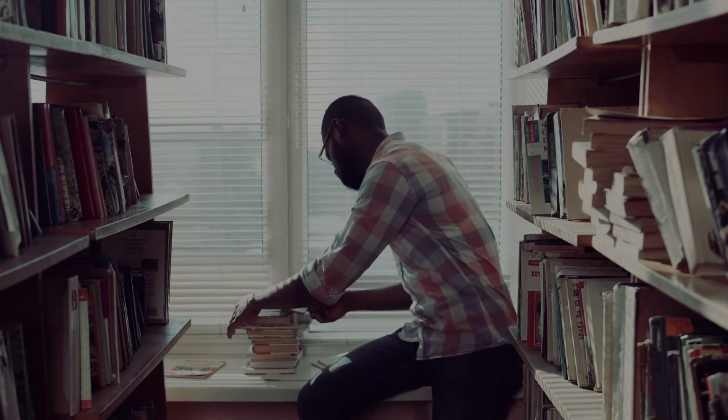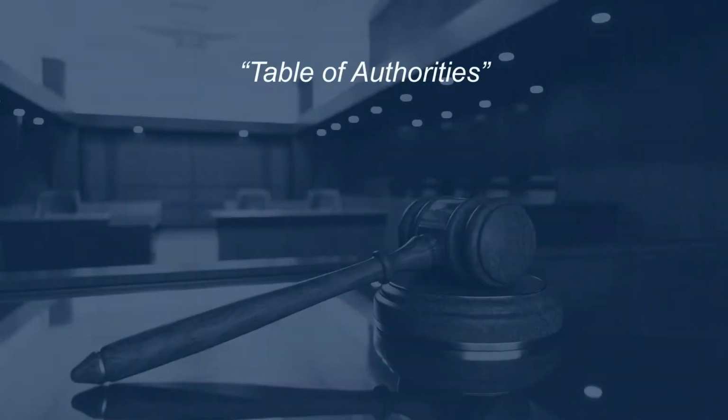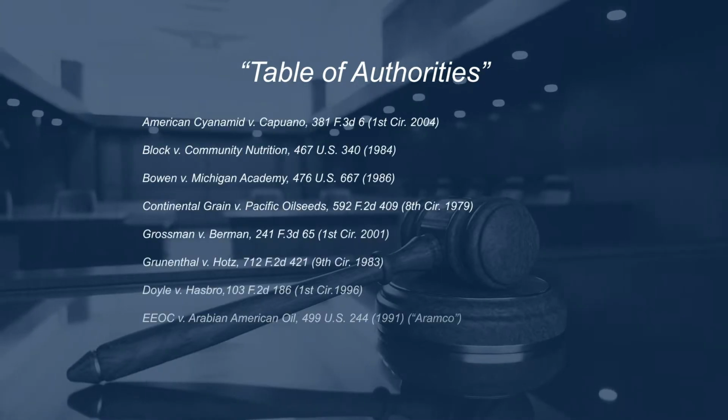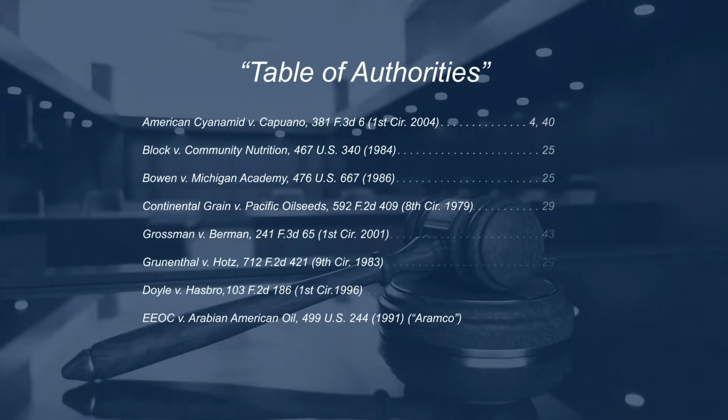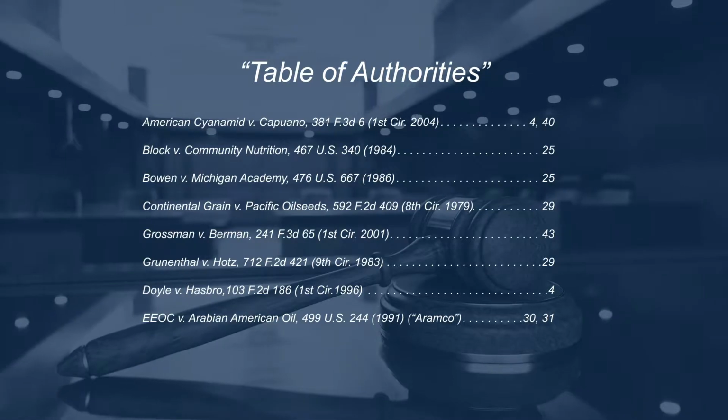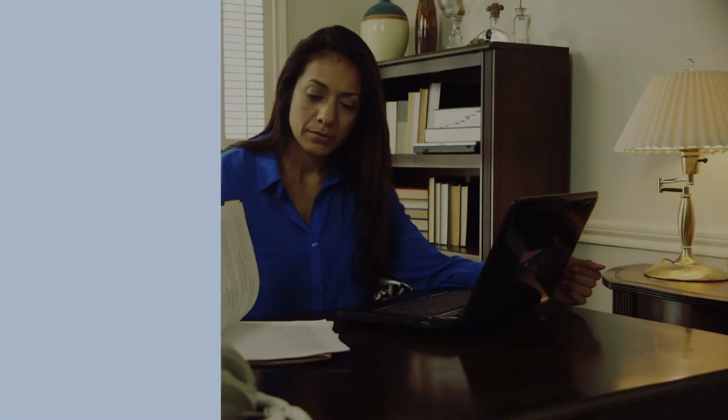After you've finished writing your brief, be sure to complete the Table of Authorities section. This is where you list all of the legal authorities and their page numbers in your brief. Now let's review some other important requirements for filing your brief.